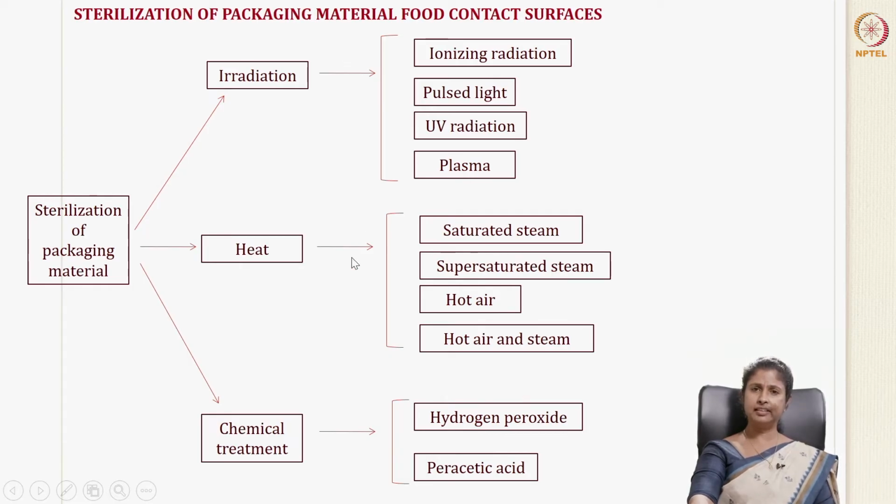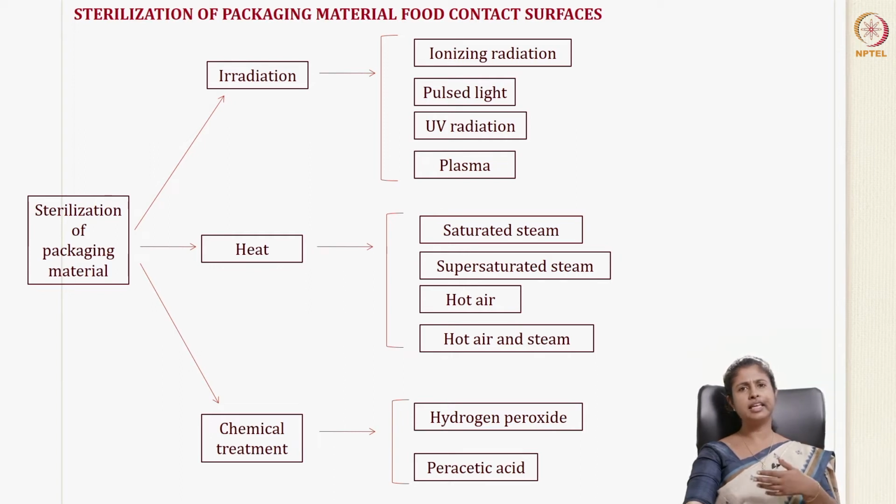In heating, they use high temperature steam. It can be saturated steam, supersaturated steam, hot air, or a mixture of hot air and steam. And the third important method is the chemical treatment. Here, they'll treat the packaging material. It's dipped in a bath of either hydrogen peroxide or peracetic acid. Now this hydrogen peroxide, after it comes out, it can easily vaporize into water. So there is no problem. The hydrogen is also released. There is no problem. Your package will be free of anything, but it will be sterilized. And this sterilized packaging material is used to pack your sterilized product.